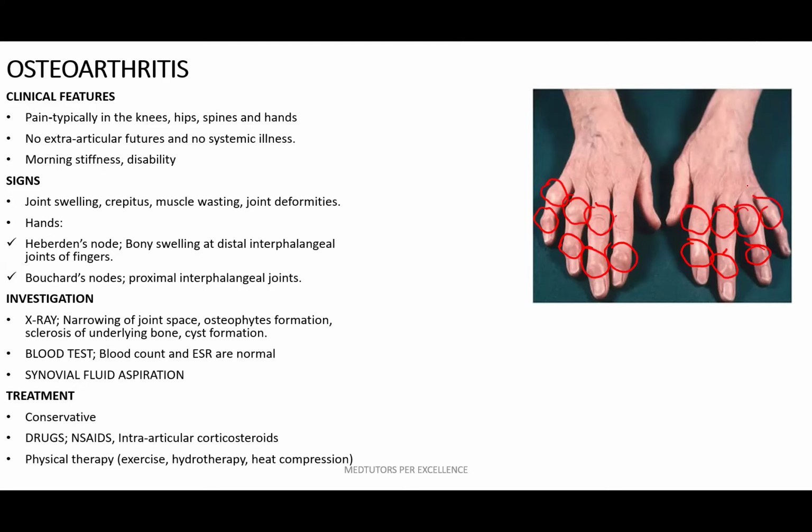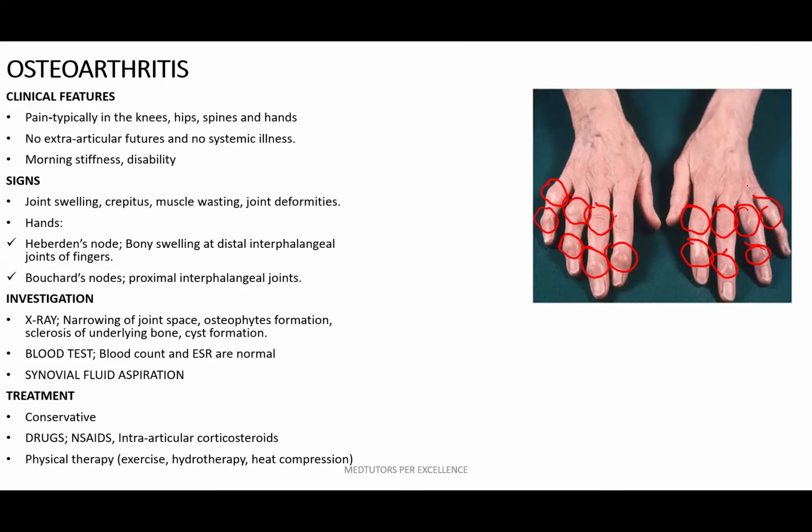Now, how is it investigated? X-ray. In X-ray, there's what? Narrowing of the joint space and what? Osteophytes. Remember, I told you in rheumatoid arthritis you have erosions, while in osteoarthritis you have osteophytes. Osteophytes are abnormal projections or bony growths. And there's also reduction of the space.